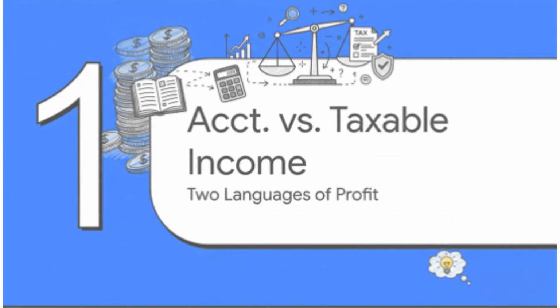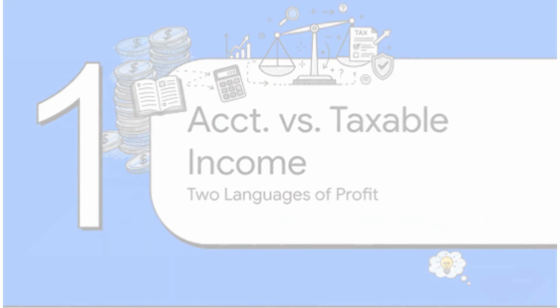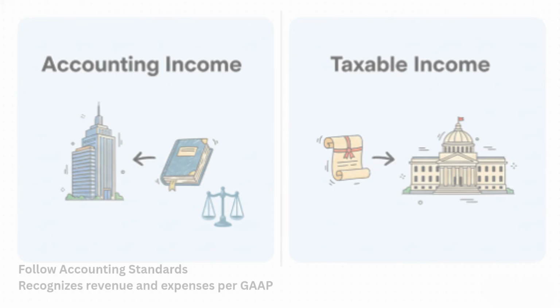Okay? First things first, we've got to understand that companies basically speak two different languages when it comes to profit. There's the language they use for their shareholders and investors, and then there's the language they use for the government. And believe me, they are not always the same. And here's where it all starts.